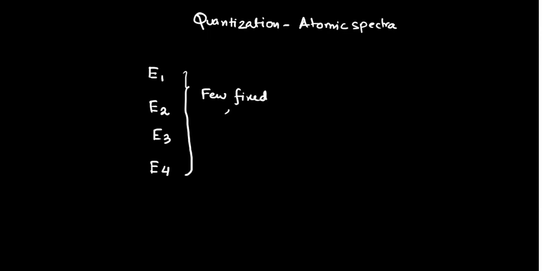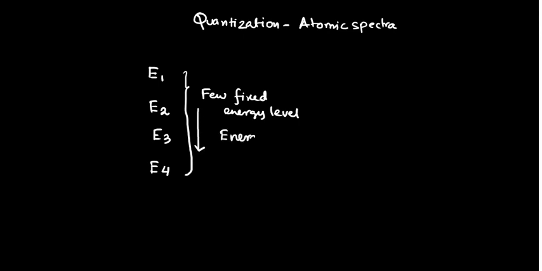Now, every orbit, every energy level or every state has a fixed value of energy for a particular species. Suppose we write E1, energy of the first state; E2, energy of the second state or second orbit; E3, energy of the third state or third orbit; E4 for the fourth one. So these are a few fixed energy levels, right? Because their energies are fixed. So, as we are moving from an inner orbit to an outer orbit, what are we seeing?